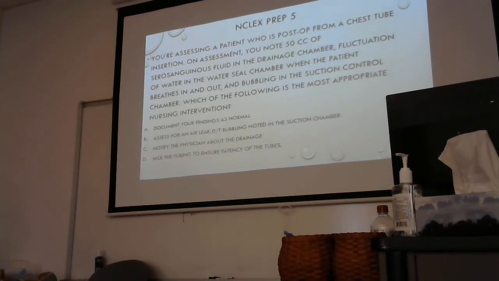5 is the last one. You're assessing a patient who is post-op from a chest tube insertion. On assessment, you note that there's 50 cc's of serosanguinous fluid in the drainage chamber, fluctuation of the water in the water seal chamber when the patient breathes in and out, and bubbling in the suction control chamber. Which of the following is the most appropriate nursing intervention?